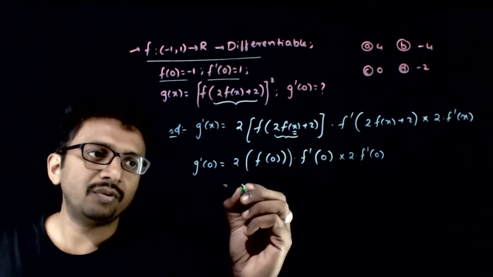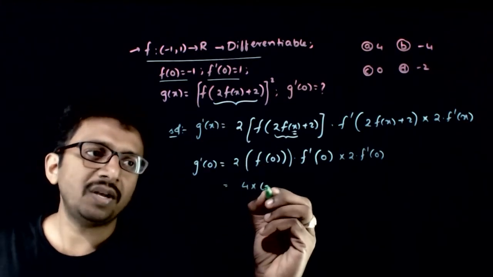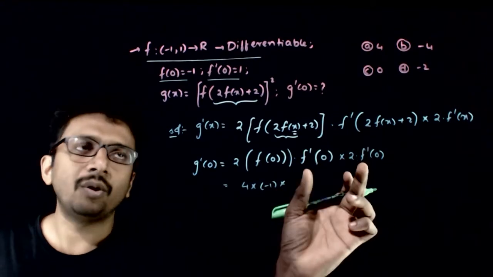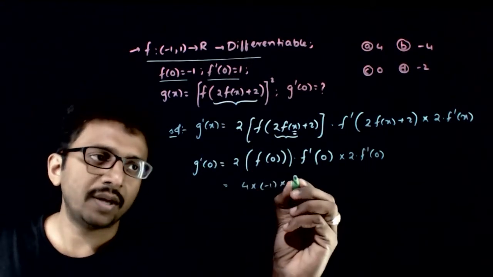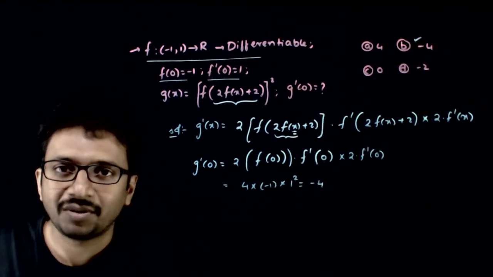That is equal to 2 into 2, 4 times f of 0 is minus 1 into f dash of 0 whole square. f dash of 0 is 1 square. That is equal to minus 4. So option B is the right answer to this question.